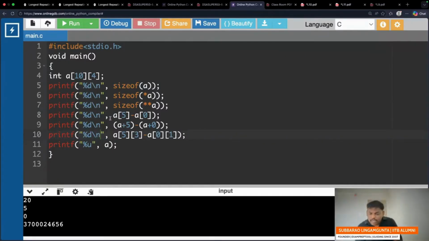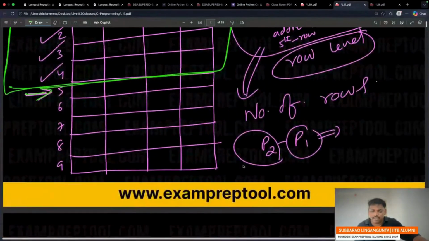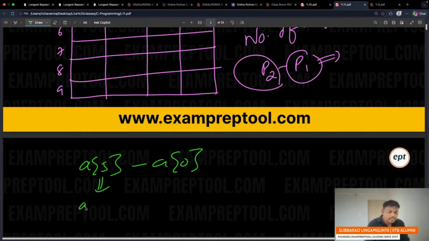Now see this one, A of 0 minus A of 0. Right? A of 5 minus A of 0. Let's come to our diagram first. A of 5 minus A of 0. I am trying here. See this. So this everyone knows. A plus 5 star, 1 star already over. It is A plus 0, 1 star already over.